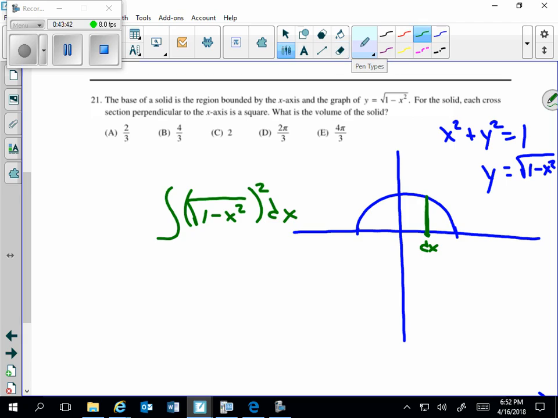The square and the square root makes that go away. That was kind of nice. Integral of that becomes x minus 1/3 x cubed. Forgot something. What are we going to integrate between?